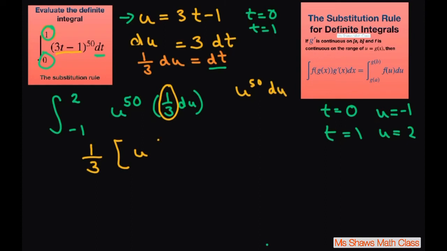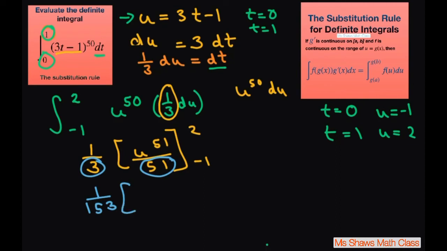Let's go ahead and integrate u to the 50th du. So it's going to be u to the 51 divided by 51, and we're going to evaluate this from -1 to 2. All right, so I'm going to go ahead and multiply these two. That's going to be 1 divided by 153.